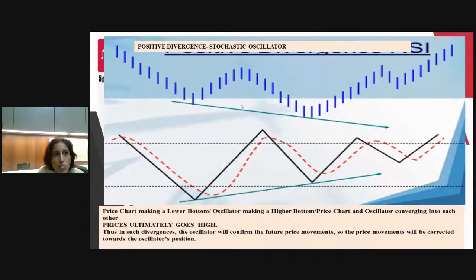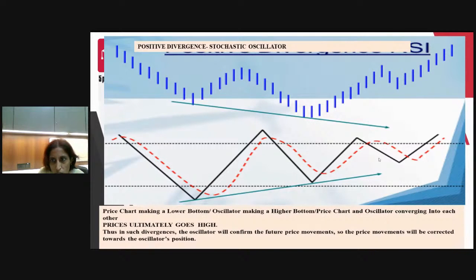And we come to the positive divergence. So what is positive divergence, as you can see? In positive divergence, the price chart is making a lower bottom. You see the price chart is coming down, whereas the oscillator is going up. So again, there is a difference between the kind of trend the price is showing and the one the oscillator is showing. However, you see that there is a kind of convergence.